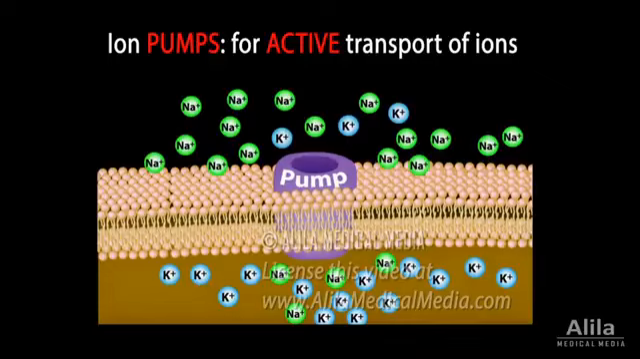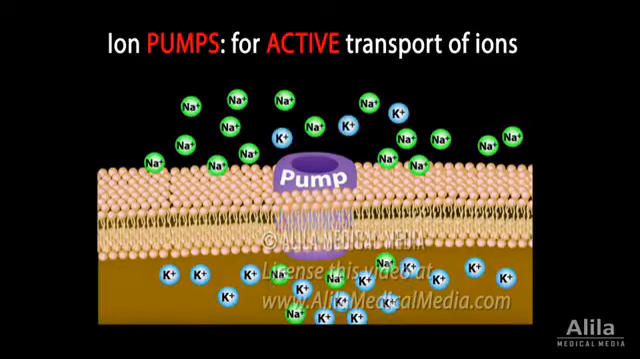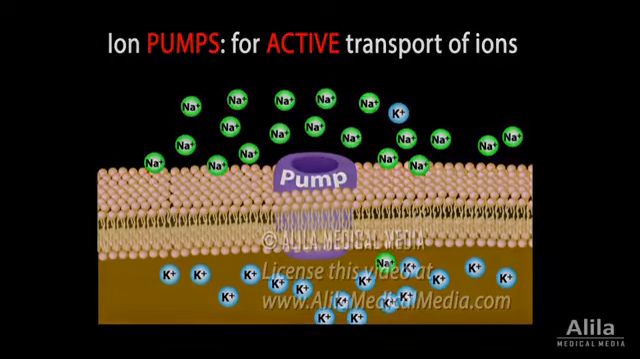Active transport of ions is carried out by ion transporters or ion pumps. These are transmembrane proteins that pump ions against their concentration gradient using cellular energy, such as ATP. Most notable example is the sodium-potassium pump, which maintains the resting potential in neurons by pumping 2 potassium in and 3 sodium out of the cell.